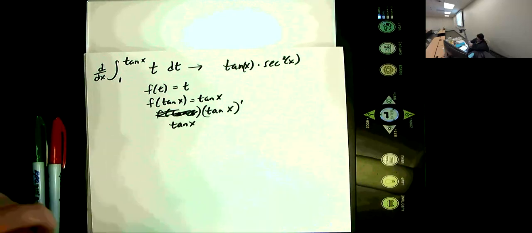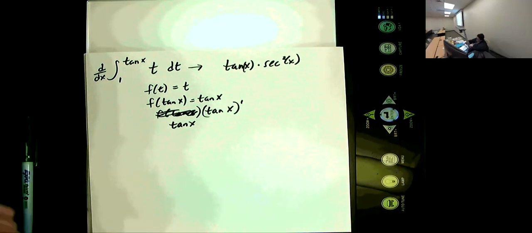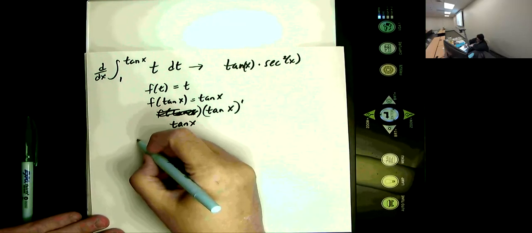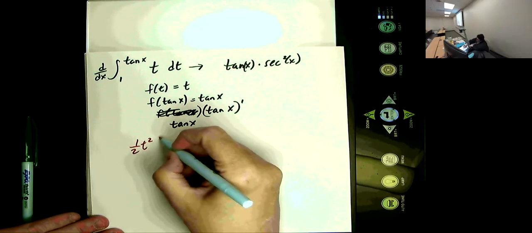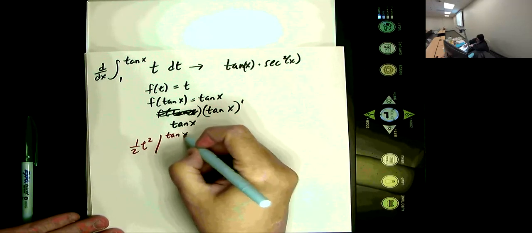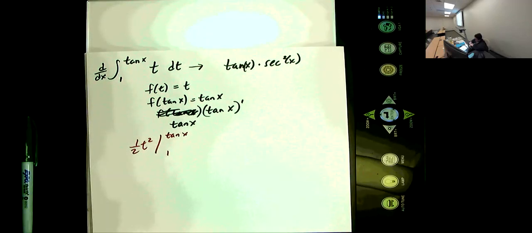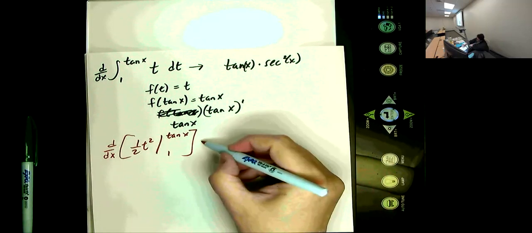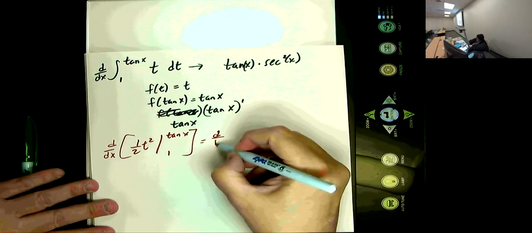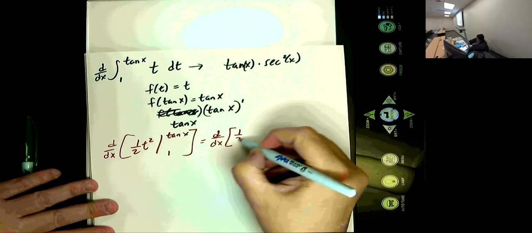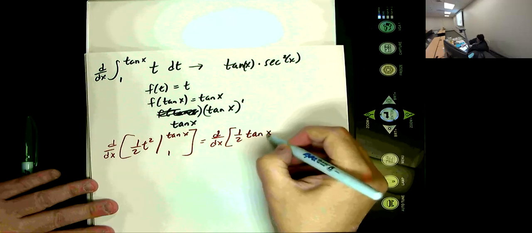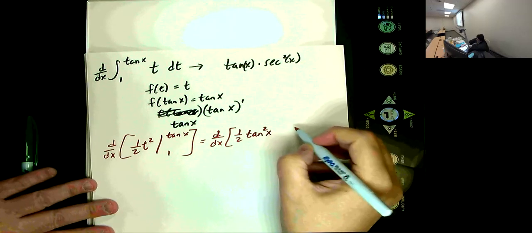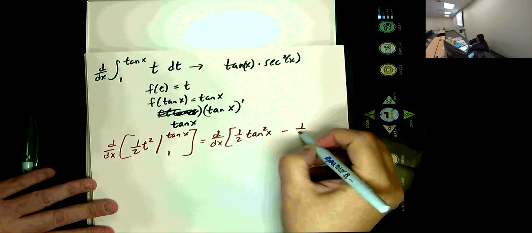If you worked it out, you integrate t, you get 1/2 t squared from tangent x to 1. And then you're doing the derivative. This is the derivative of 1/2 tangent squared x minus 1/2 times 1 squared, which is 1/2.